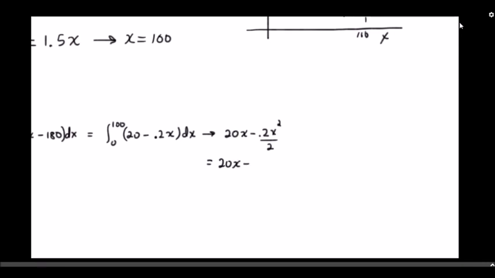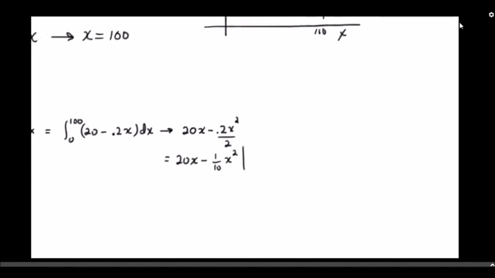So 20x minus, now 0.2, or 2/10, if we want to do some simple arithmetic here, this fraction 2/10 is really the same as 1/5. So 1/5 divided by 2 is 1/10. So 0.2 divided by 2 is 1/10 x squared. And we need to now do the fundamental theorem of calculus. So we have our antiderivative evaluated between 0 and 100.